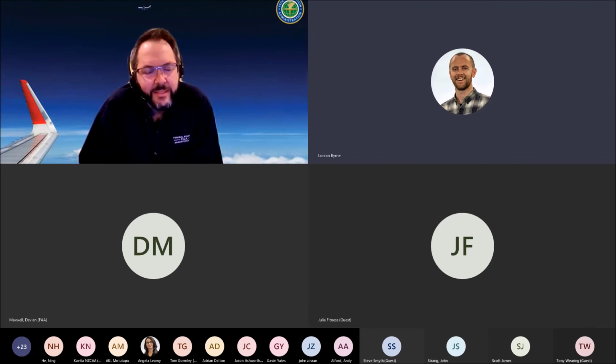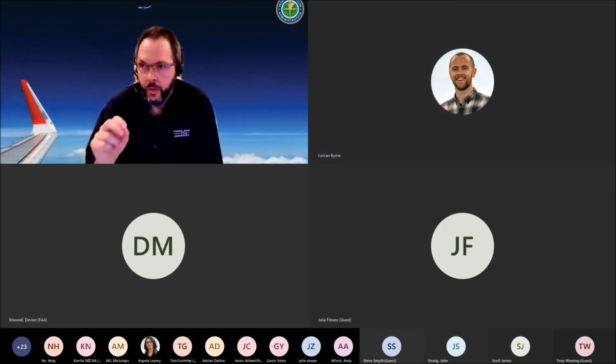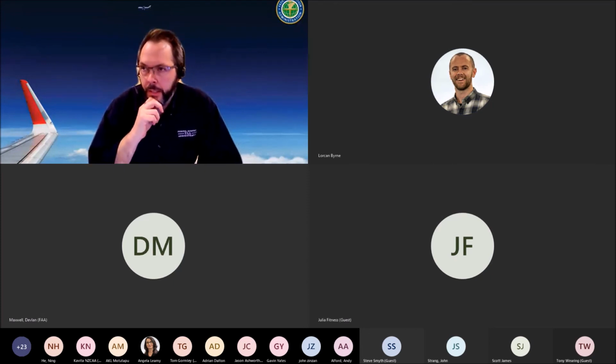So the next question for you. Are there any plans for the FAA to use any other aspect of space-based ADS-B other than Aireon alerts? Oh yeah, well, Aireon alerts is just one product that we do use. We are looking at it for a number of other applications.